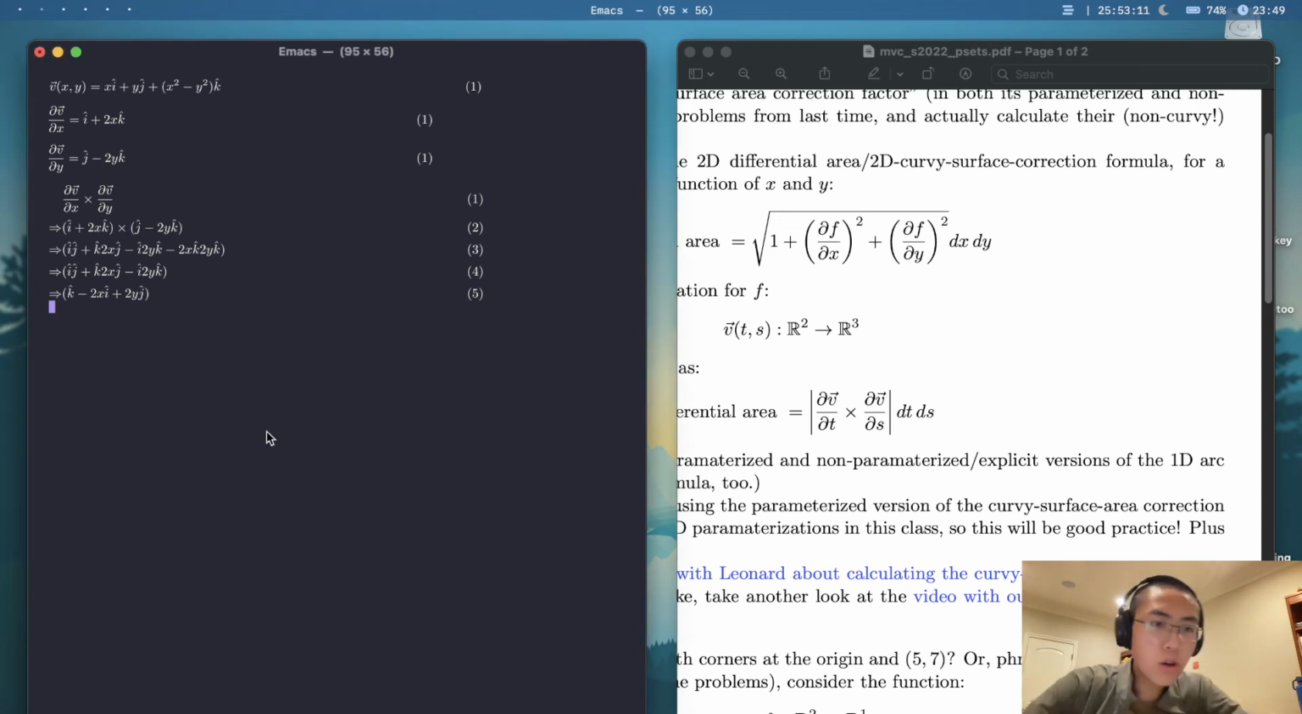Fantastic. So if you want to write it out in vector form now, I didn't do it in my actual submission, but you can still remember, again, i, j, k are the standard basis vectors. So this looks like the i component is negative 2x, 2y is the j component, and then 1 is in the k component, which is nice.